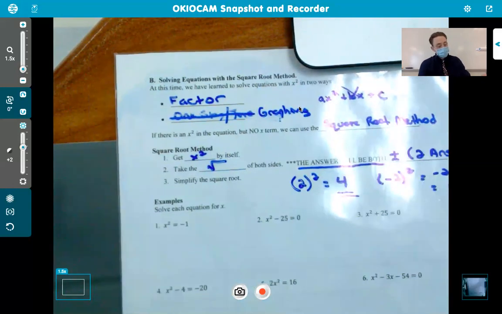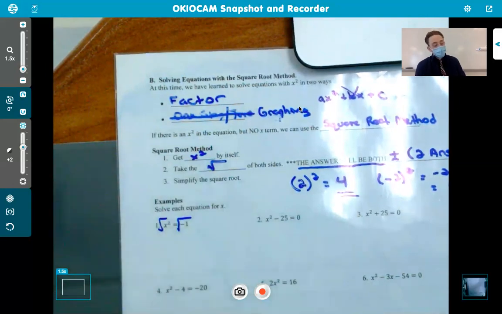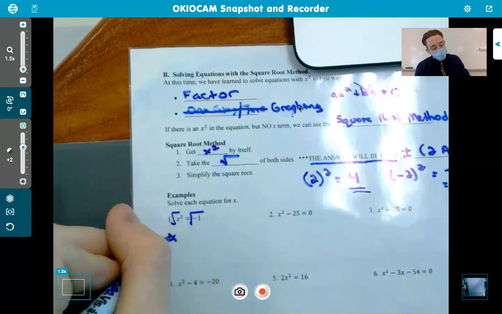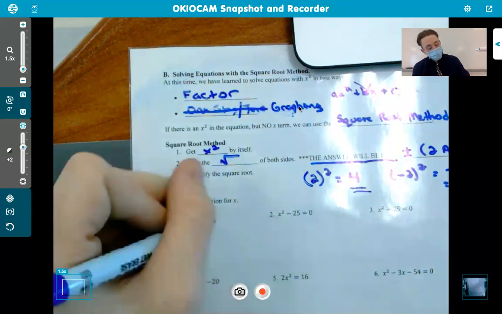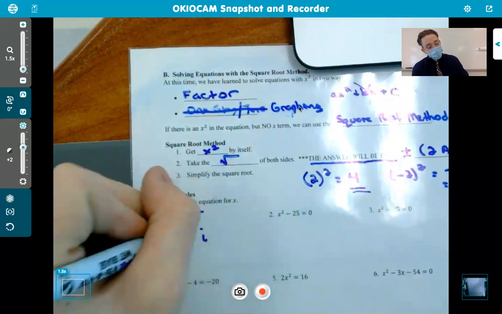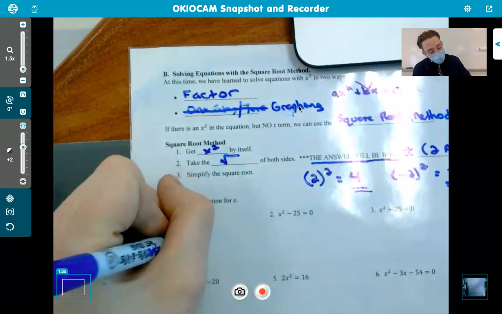In number 1, if I take the square root of both sides, square root of x squared, it's always going to simplify to x, right? We're just undoing that square. And then I have the square root of -1. Well, how would I simplify the square root of -1? What do I have to do? Take the i out. Notice that I'd be left with square root of 1 on the inside, which is just 1. So my answer here is positive negative i.